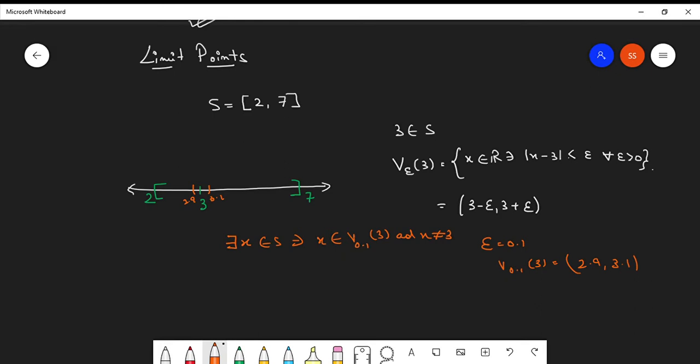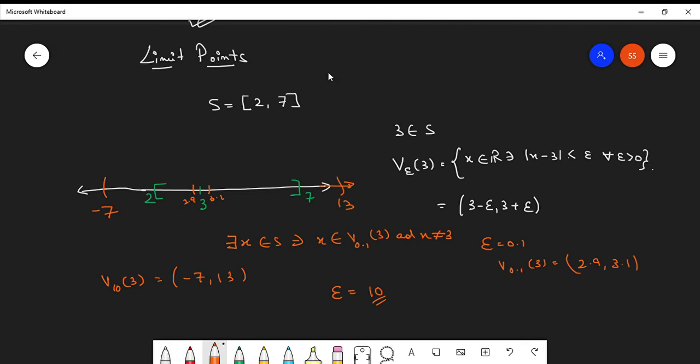Similarly, if we take any epsilon greater than 0, even if the epsilon is such that it covers this whole interval we took. Suppose we take epsilon as 10. So what does the interval become? V10 of 3. So this is 3 minus 10, that is minus 7, and 3 plus 10, that is 13. So the interval looks like something of this sort. Let's say we extend this number line. Suppose this is your minus 7 and here we have 13.